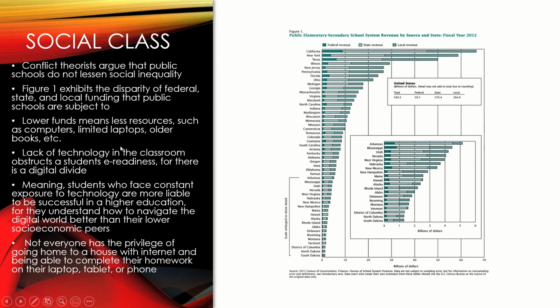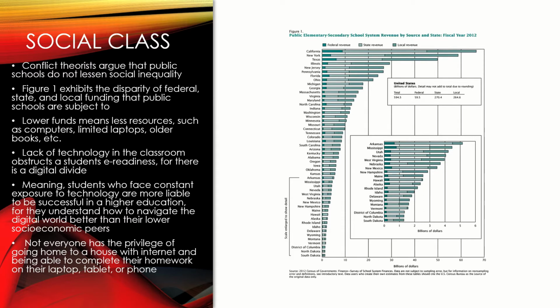So, social class plays a huge factor in educational inequality. The lower one's socioeconomic status is, the more disadvantages they face. As seen in Figure 1, public schools are reliant on federal, state, and local funding. After studying the graph, one can view the vast distinctions in funding received as well as the reliance public schools have on local and state funds.